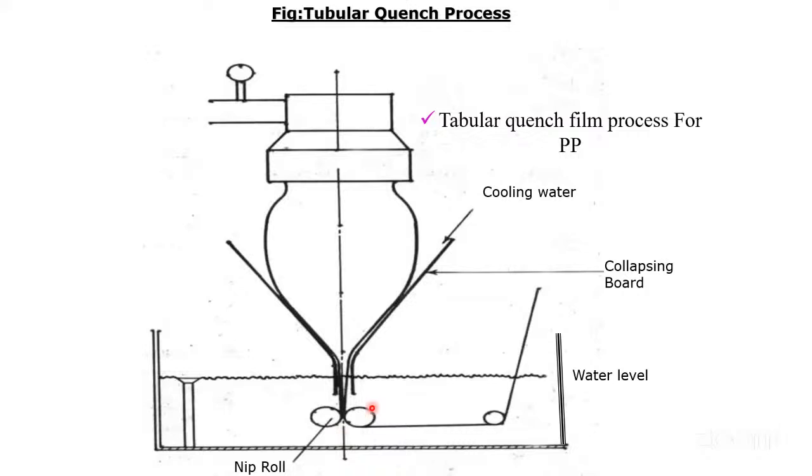And here are the nip rolls. See, nip rolls under the water. Nip rolls under the water. See here, it gets quenched like that. And see here, due to that it gets lay flat. See, the lay flat width is here. It is taken again by guiding. And here again there is a winding roll.